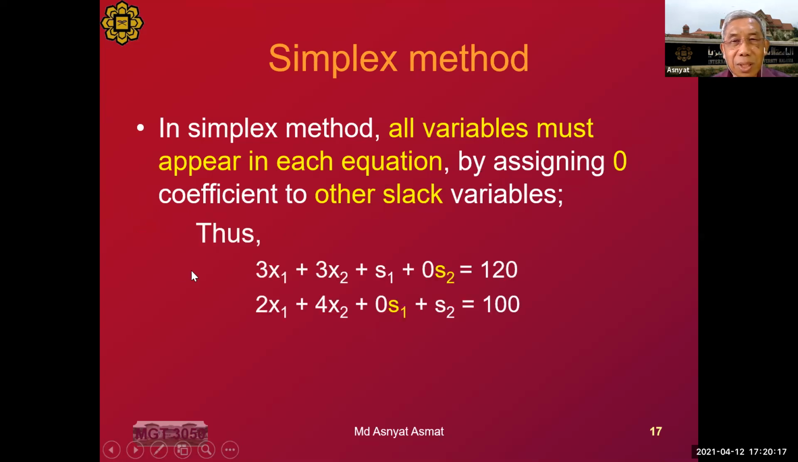So what we have is something like this. We have 4 variables, x1, x2, s1, s2. Since all variables must appear in every equation, we have to put s2 in the first equation and s1 in the second equation. So we have 4 variables reflected in every equation. Now we assign 0 coefficients, 0 S1, 0 S2. Don't ask me why. This is the procedure for Simplex.